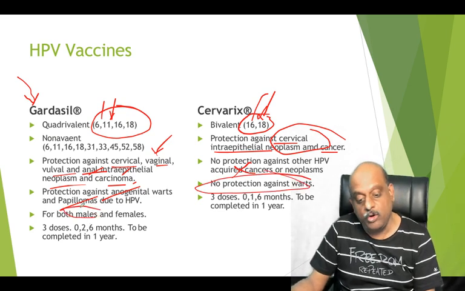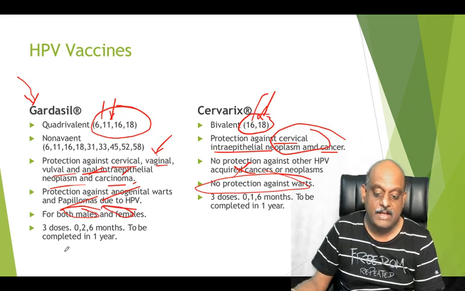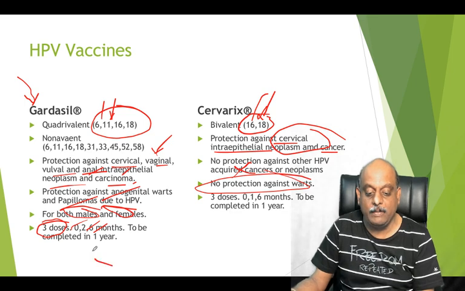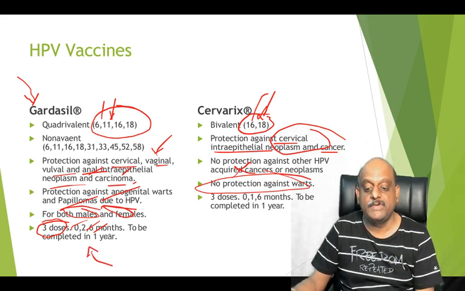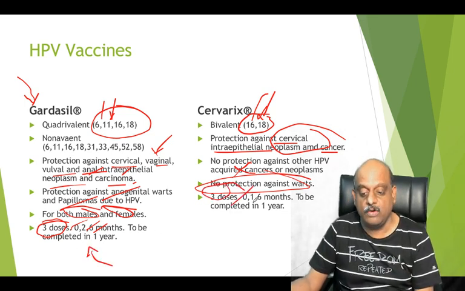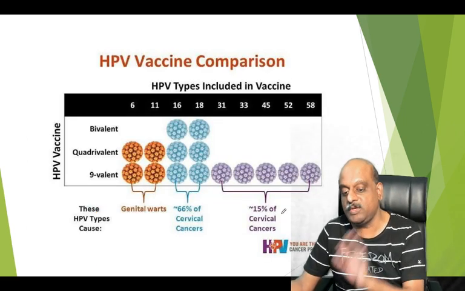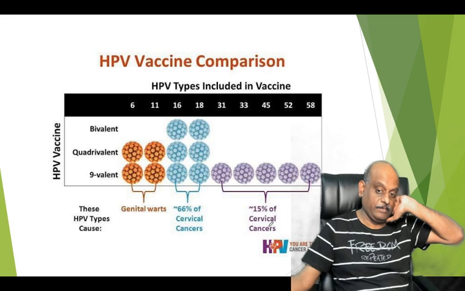Gardasil is given for both males and females. And 3 doses, 0, 2nd, 6th month, to be completed in 1 year. Cervarix 3 doses, 0, 1, 6 months, to be completed in 1 year. That's what you need to remember.